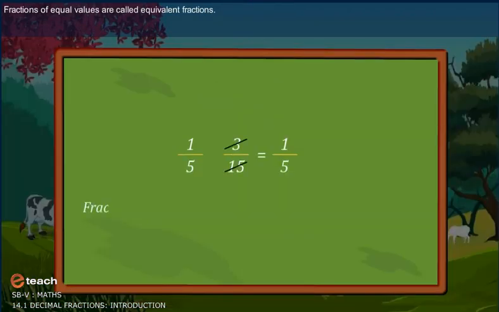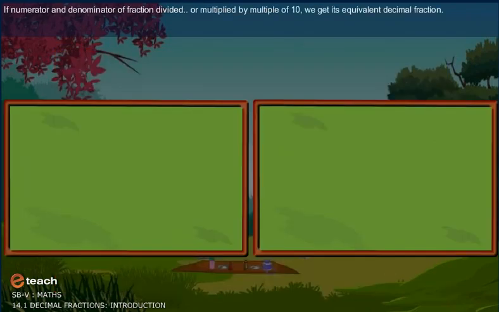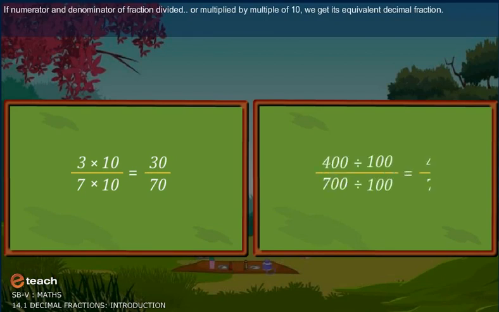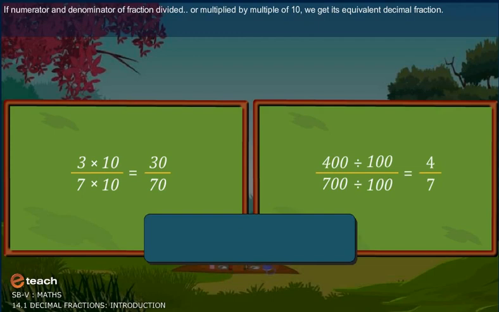Fractions of equal values are called equivalent fractions. If the numerator and denominator of a fraction are divided or multiplied by a multiple of 10, we get its equivalent decimal fraction.